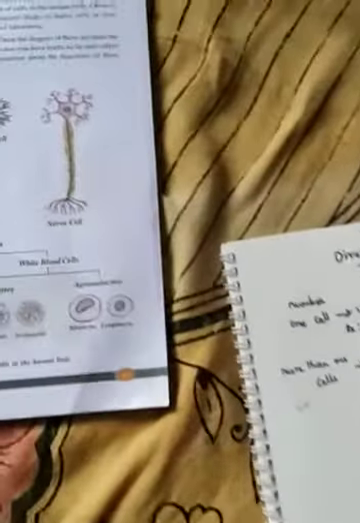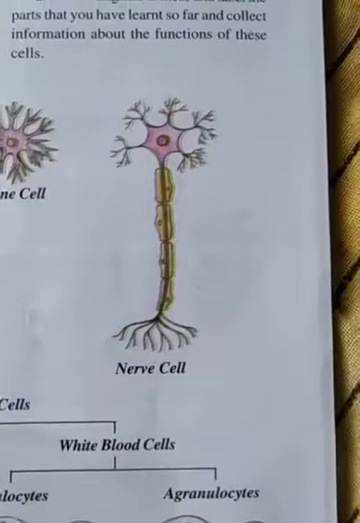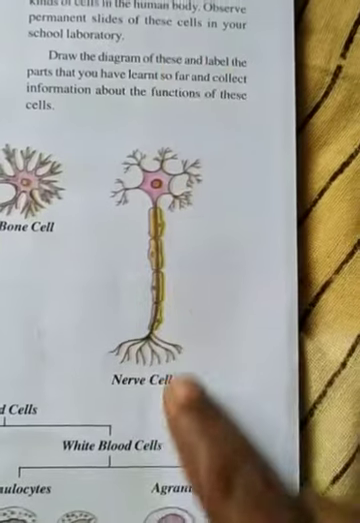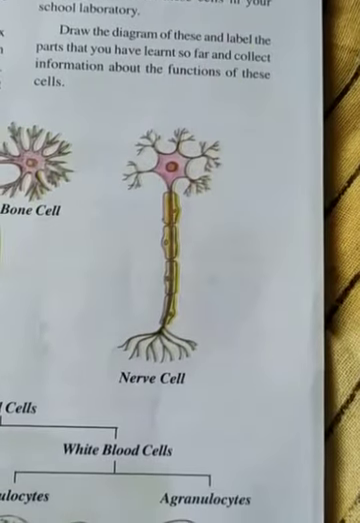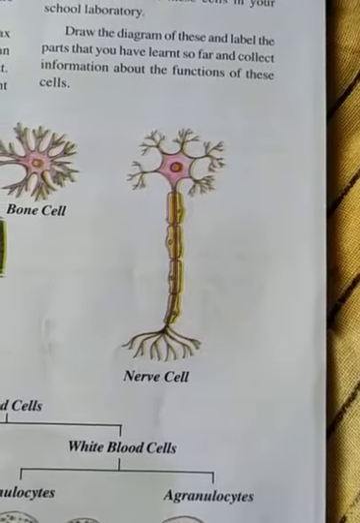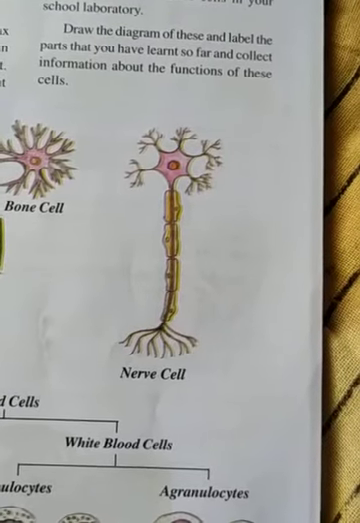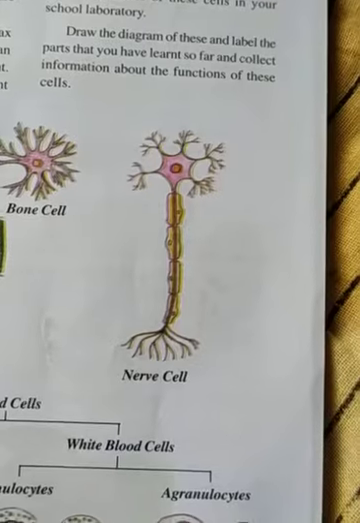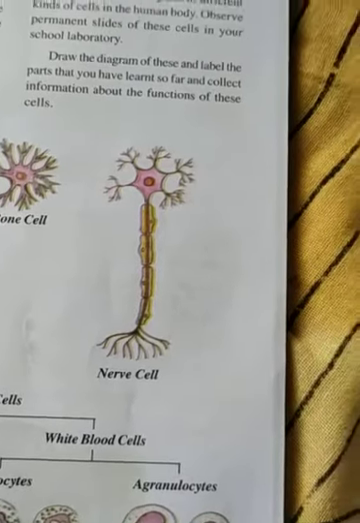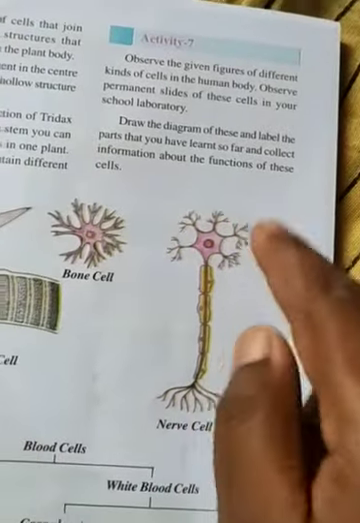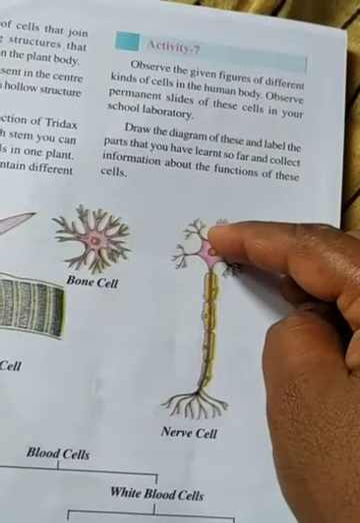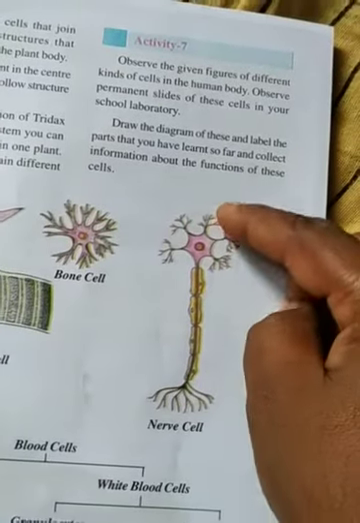For example, when you see the nerve cell, why is this nerve cell elongated and long? Because what is the duty of the nerve cell? It needs to transfer the messages from different parts to the brain and from the brain to the different parts. So when it is elongated, when it is long enough, then only it is easy for it to send the messages up or down.